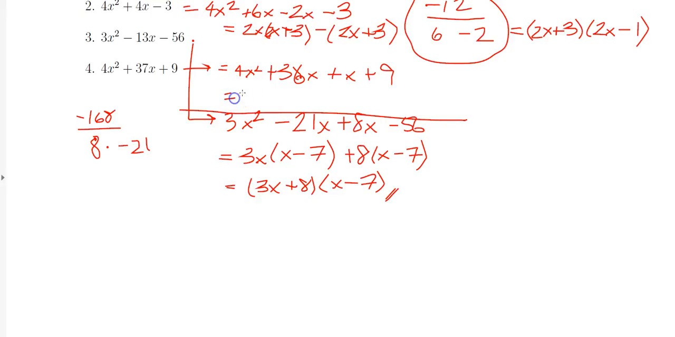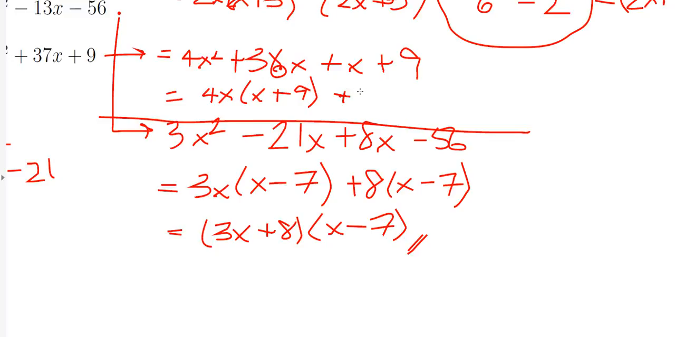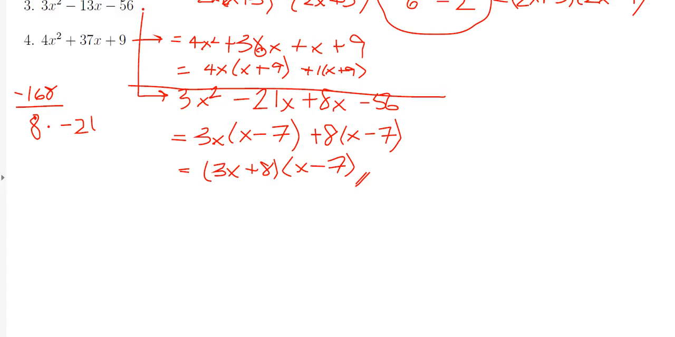4x is multiplied by x plus 9 to get the 4x squared plus 36x, and then we have 1 times x plus 9. So x plus 9 is a common factor, and that's multiplied by 4x plus 1.